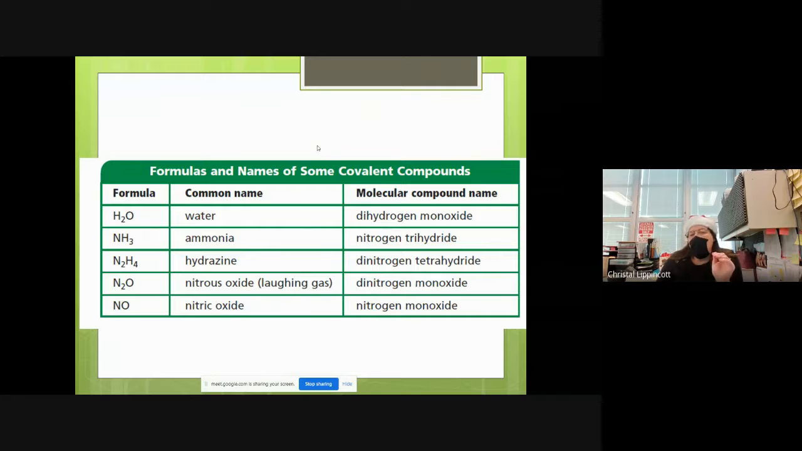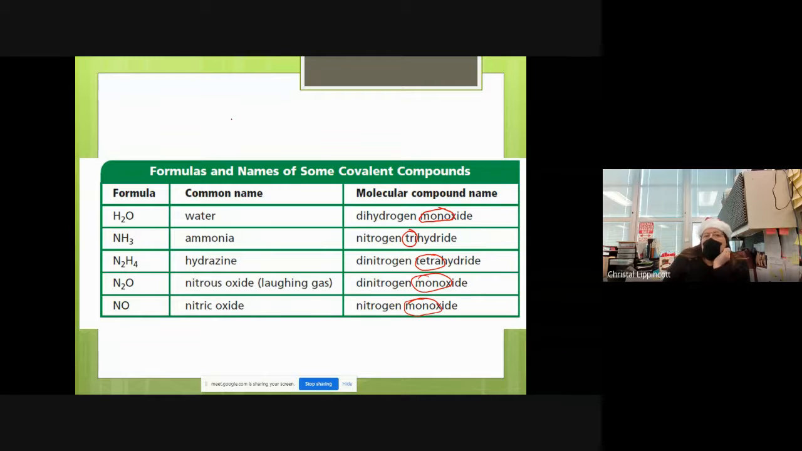Now, if you see one of these, how would you quickly identify that you're going to use your covalent rules here? Well, the first thing that I tell you to do is look at the second word. If the second word begins with a prefix, automatically you know, you don't even have to think about it, boom, that is covalent naming.